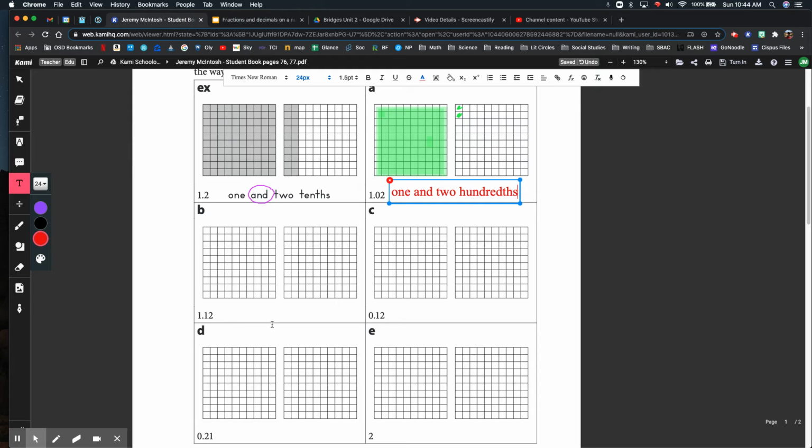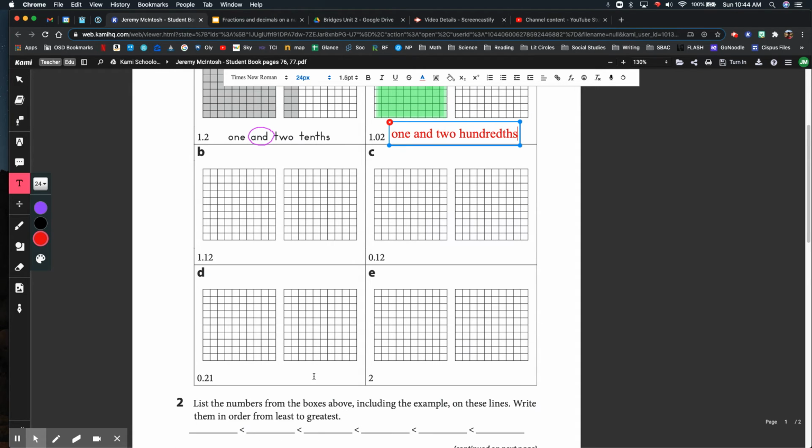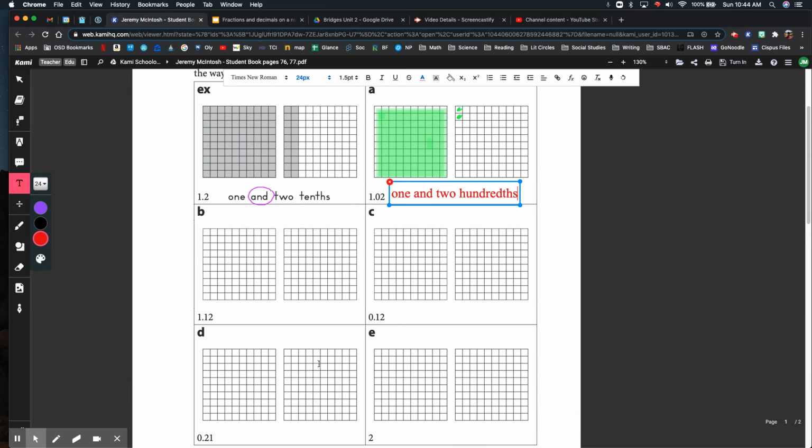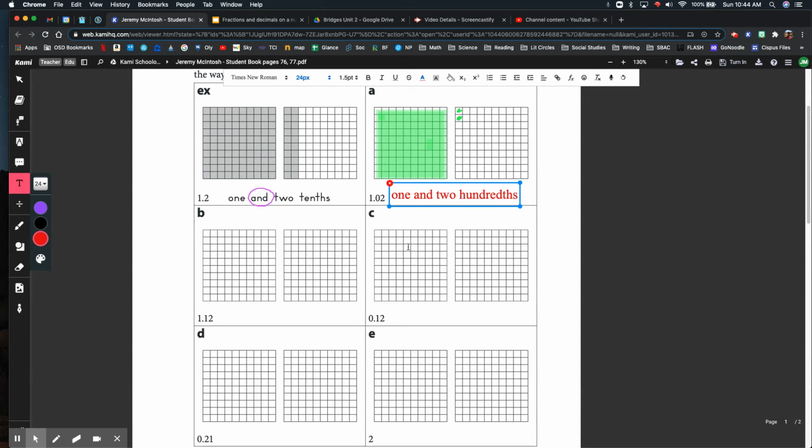So I'm going to do C for my example. Then I want you to do B, D, and E. And then number 2 we'll look at. All right, so C is 0.12. So how are we going to look at that?